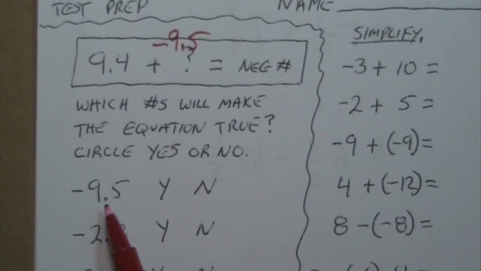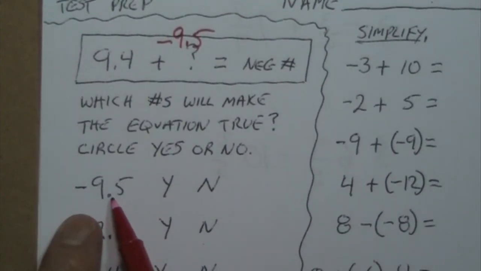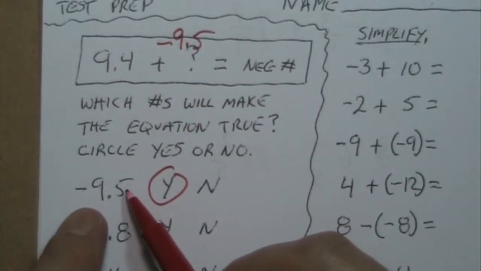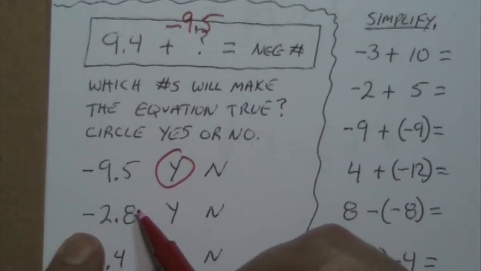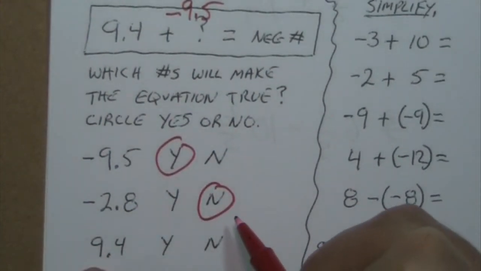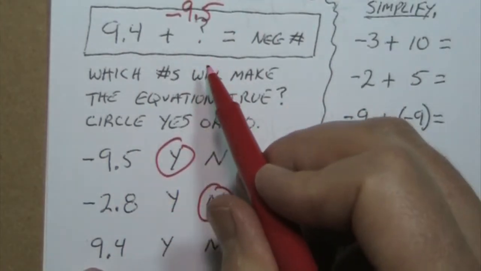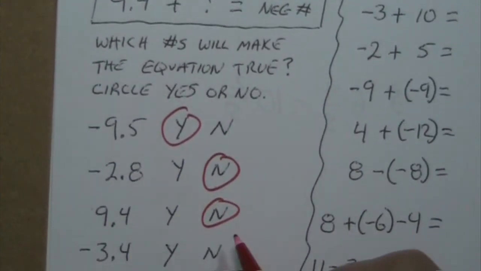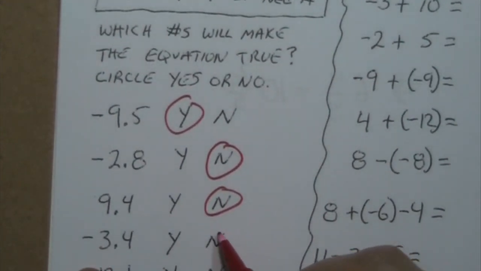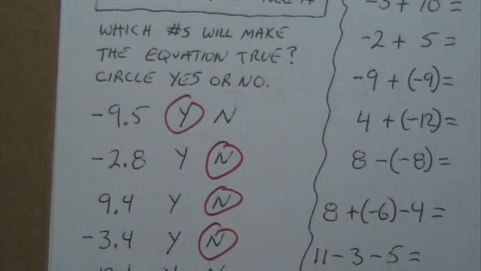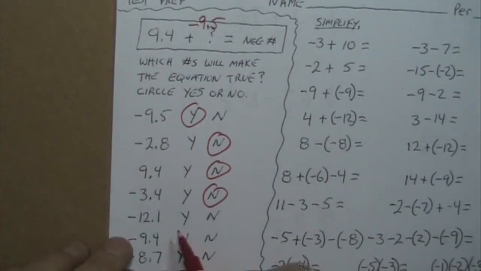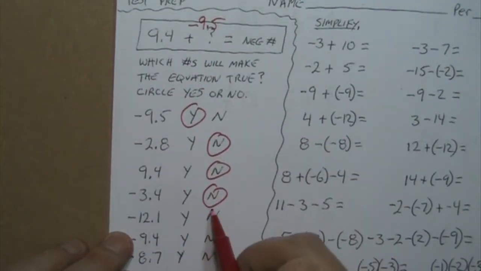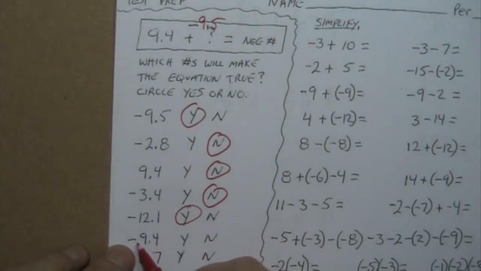Circle yes or no. Okay, this is not going to work. Wait, will this work if I put this in there? Yeah, it'll work. It'll make it a negative number because there's more negative. How about this one? No, that's not going to work. How about 9.4? No, because that will just make it more positive. About negative 3.4 is no. Negative 12.1, of course, yeah, that's going to make it more negative if you plug it in there. So that's a yes.